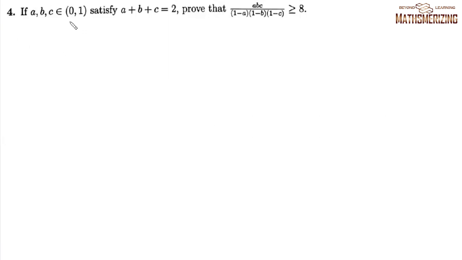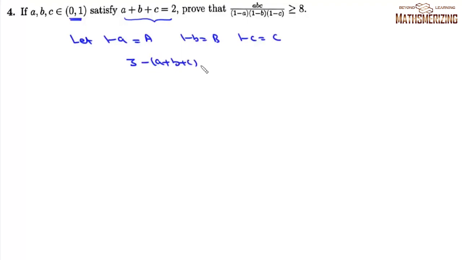Now question number 4 is, if a, b, c belong to (0, 1) and a+b+c equals 2, then prove that abc upon (1-a)(1-b)(1-c) is greater than or equal to 8. Now what we'll do is, we'll let 1-a be capital A, 1-b be capital B, and 1-c be capital C. Now if we add them, we'll write 3-(a+b+c), which is equal to A+B+C. Now a+b+c is 2, so 3-2 is 1.